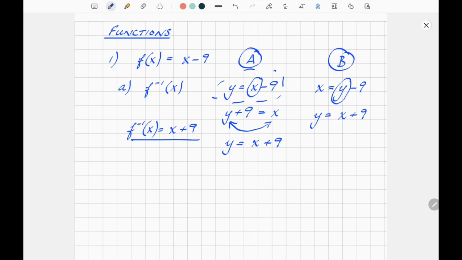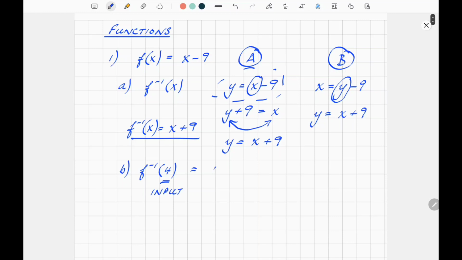And then part B. It says inverse function of x, and you put 4 into it. The thing that you have in the brackets is your input. It's the value that you put into the inverse function or whatever function you're referring to. So you replace the x with a 4. That is effectively 4 plus 9 equals 13. That's your answer. Does that make sense so far?